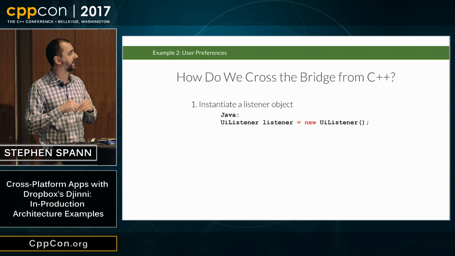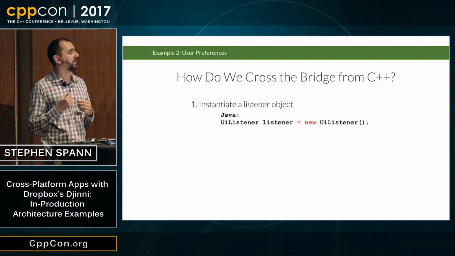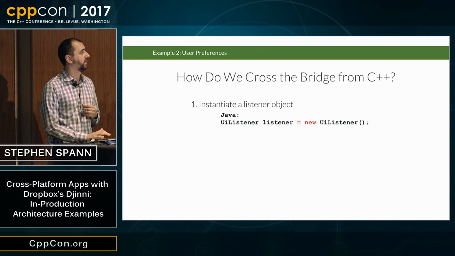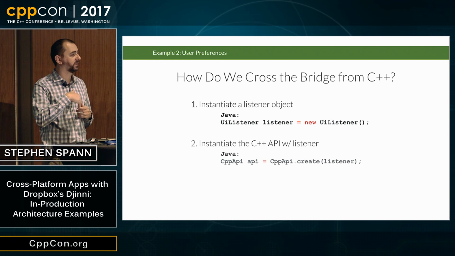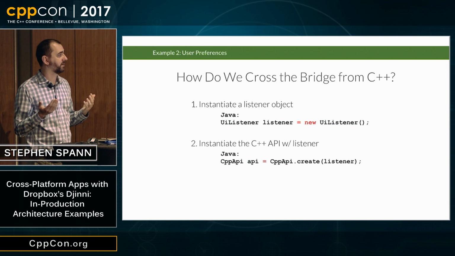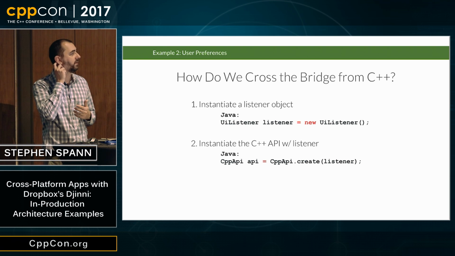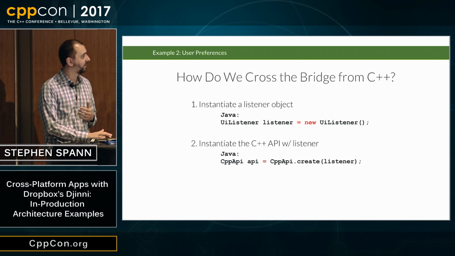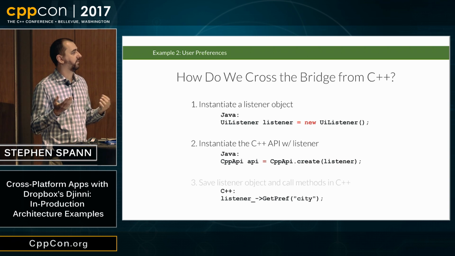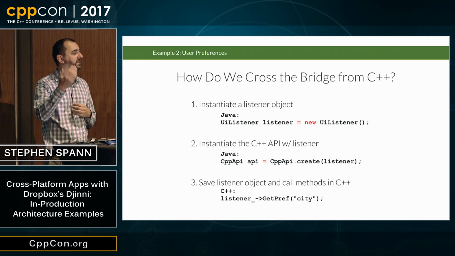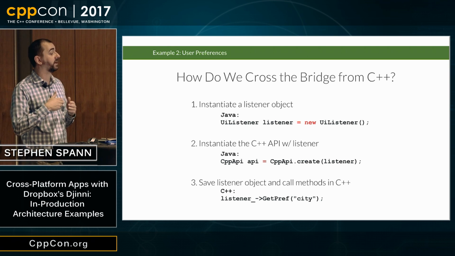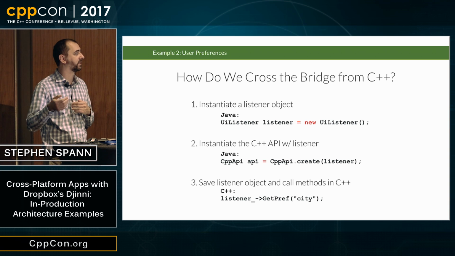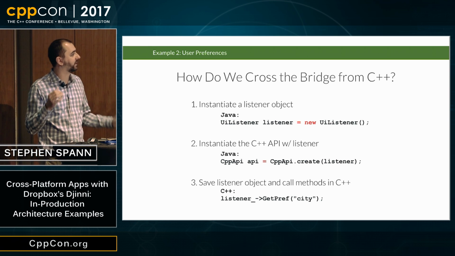So this is from Java's perspective. We create a listener object first. We pass it to our C++ object with a create method. So there's now an argument listener that we instantiated in Java. And finally, in C++, on our create method, we would save that listener as a private variable. And throughout our whole API class, we can call our get preferences function. And C++ doesn't care if it's Java or Objective-C. It works out really well.